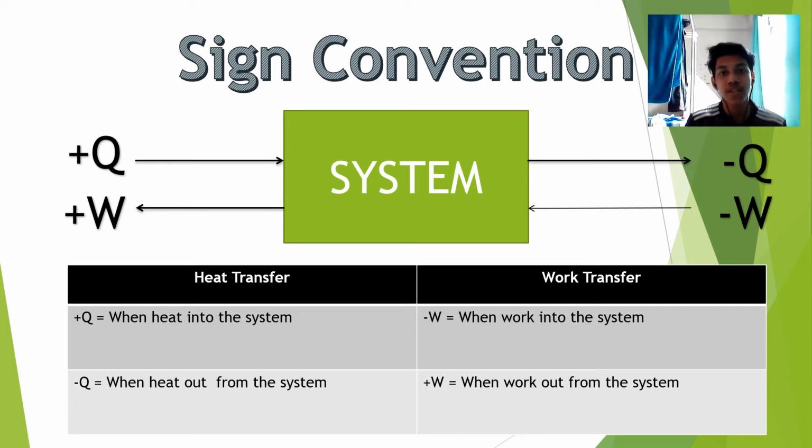Next, we are going to the sign convention for heat transfer. When heat goes into the system, it is a positive value. But when heat goes out from the system, it is a negative value. Next, we are going to move to the work transfer sign convention. The sign for work is negative when the work is into the system, and the value will be positive if the work is out from the system.